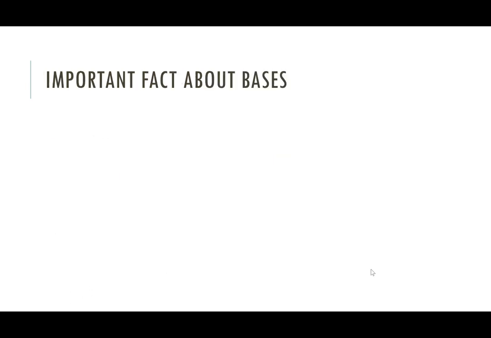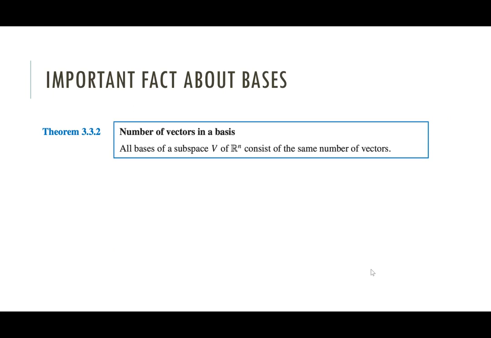However, here's an important fact about bases. The number of vectors in a basis is the same no matter what your basis is. So all bases of some subspace have to have the same number of vectors. Like in R2 we just looked at, all bases of R2 are going to have two vectors. And this might seem like something you have already accepted without knowing that this is actually a theorem and something that needs to be proved.